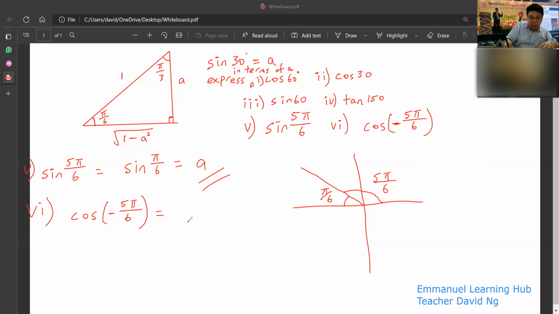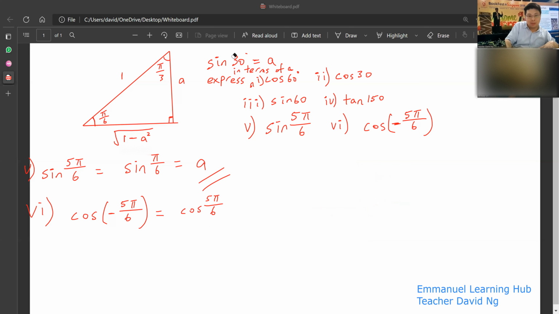Then cosine, I told you about negative angle just now, right? Okay, this is the magic about cosine. Magic, remember? 5 pi over 6 is second quadrant, right? So you have negative cosine pi over 6. Understand? Then your cosine pi over 6 is adjacent over hypotenuse. Okay, this is the answer.